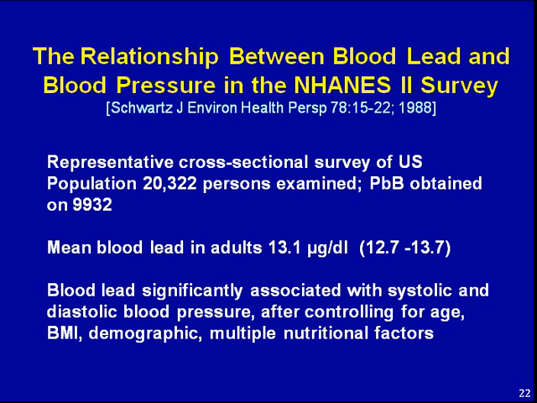And as you note, the mean blood lead concentration in the general population at this period of time was 13.1 micrograms per deciliter. And again, this was done in the late 1970s, just at the time when non-leaded gasoline was being introduced and starting to be predominantly used in new vehicles. What was found in this study was that blood lead was significantly associated with both systolic and diastolic blood pressure after controlling for age, body mass index, a number of demographic factors, and an exhaustive number of nutritional factors.